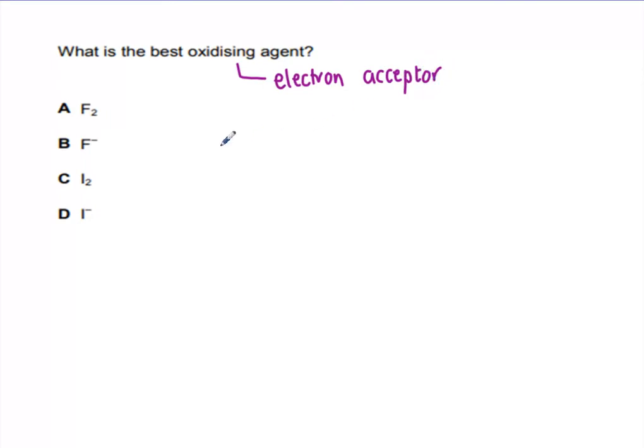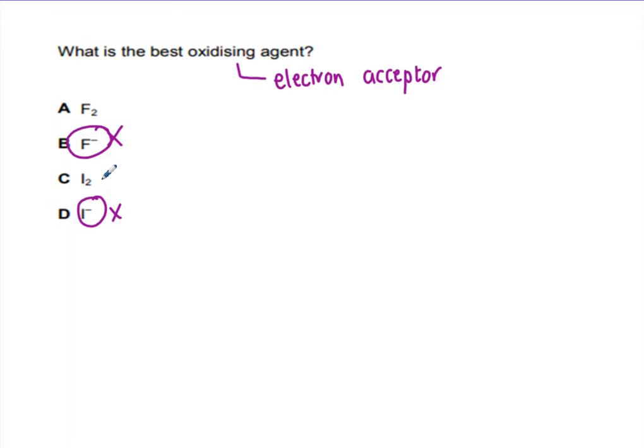It's going to pick up electrons, which immediately means we can cancel out these two because they can't accept any more electrons. They've already accepted to achieve a full shell. So F- and I- are not oxidizing agents. So we're left with the halogens, fluorine F2 and iodine I2.